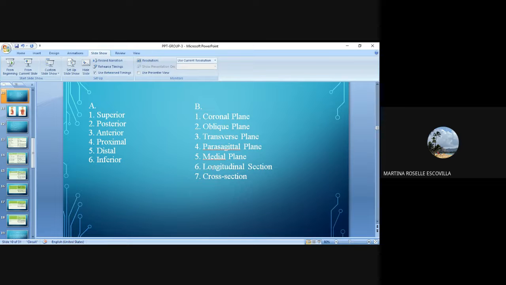Number 6. Longitudinal section. A section that is cut along the long axis of a structure. And the last number is cross section. A transverse cut through a structure or tissue. And that's all.